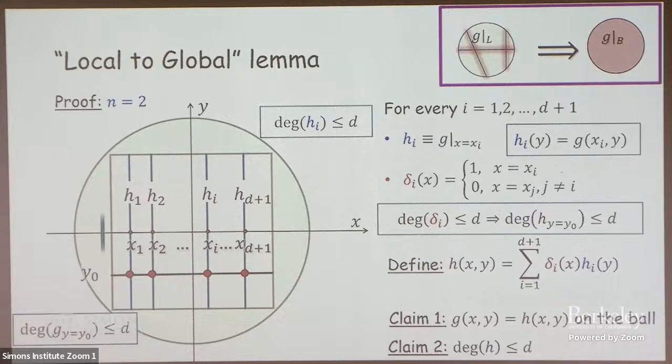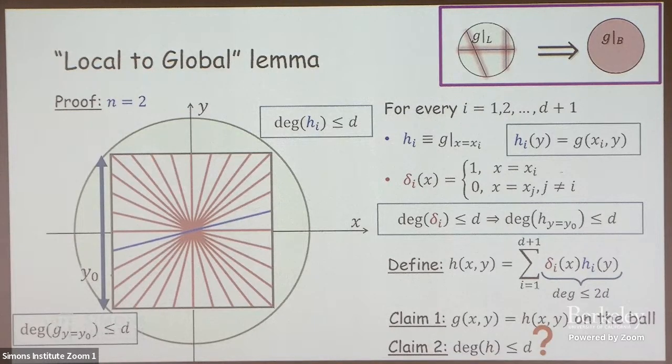Okay. Now we can just move this line up and down and get agreement between g and h over the entire cube. So we are done with claiming that g equals h. Okay. So now let me show that the degree of h is at most d. We have that the degree of h is at most 2d, but we want to reduce it. Can we do it? So the idea is to think about radial lines that go through 0.